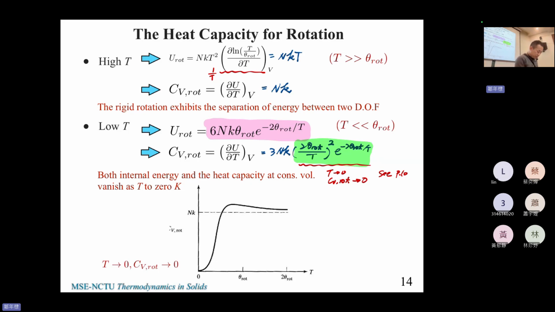Okay, so now you see when the temperature is high, the behavior of CV is Nk, high temperature. Like 2 theta RT, 3 theta RT, they're all Nk. But if you have low temperature, it becomes 0. So it will go back to 0. So T over theta to 0, CV rot becomes 0. Okay, so that's the behavior of the heat capacity due to the rotation.